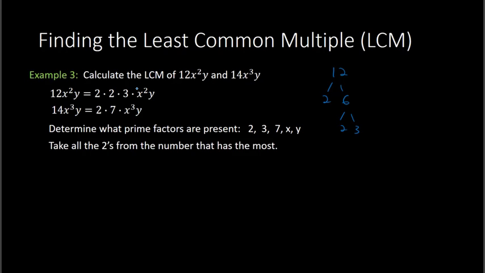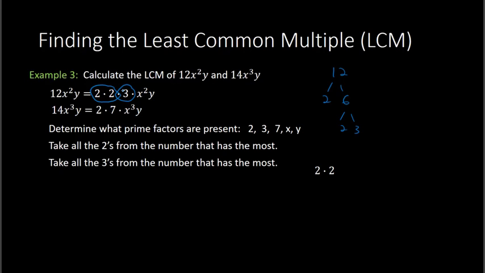So looking at the 2's, we see which one has the most. Well, 12 has the most 2's with 2 of them. So I take both of those 2's. So I have two 2's put together. And then the 3's, 12 also has the most 3's with just 1. So I take that 1 3 and then put it with the 2's.